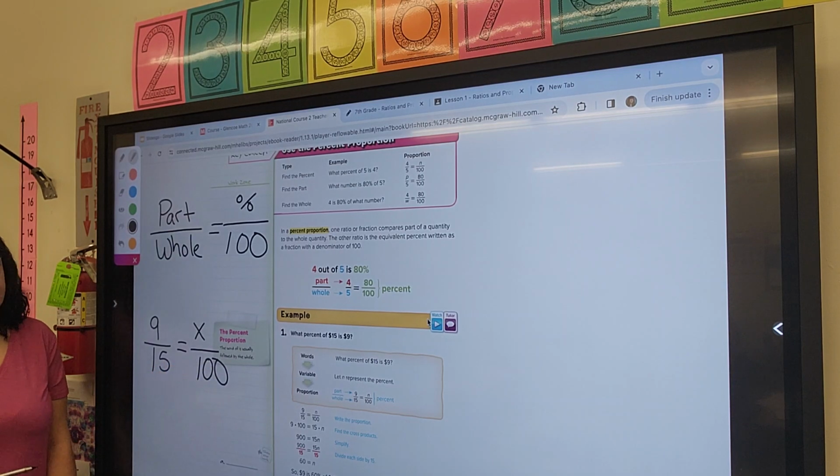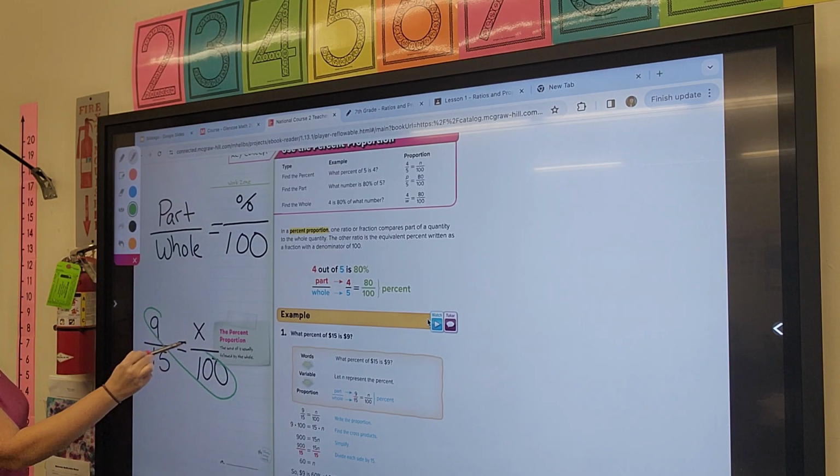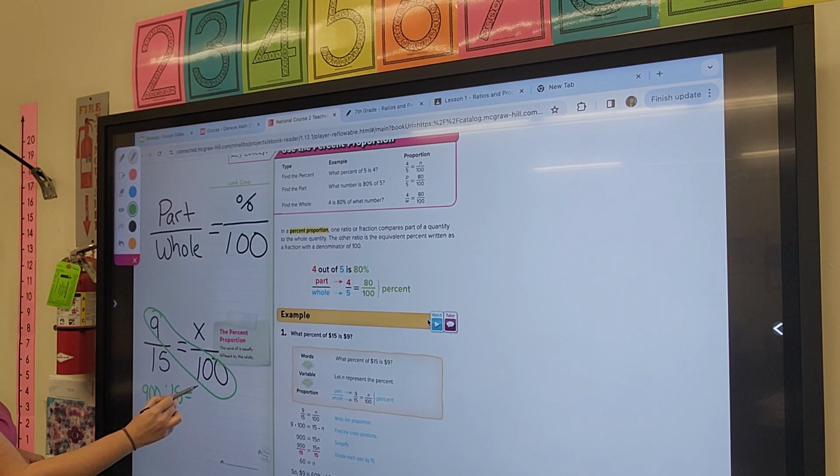To find that, we cross multiply and divide. So 9 times 100 is 900, and divide by 15. 900 divided by 15 is 60. So $9 is 60% of $15. Right?